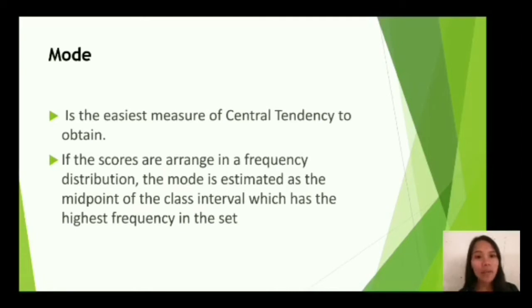The mode is the easiest measure of central tendency to obtain. If the scores are arranged in a frequency distribution, the mode is estimated as the midpoint of the class interval which has the highest frequency in the set. Using statistical software and following the steps in finding the mean and median, this image will appear.